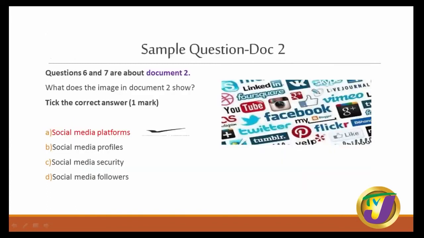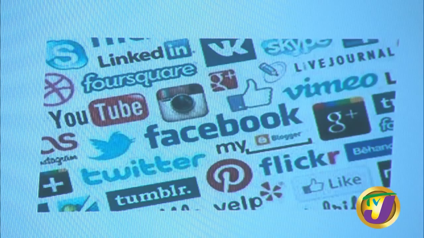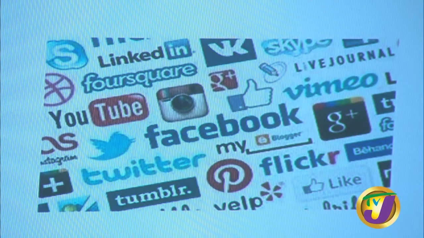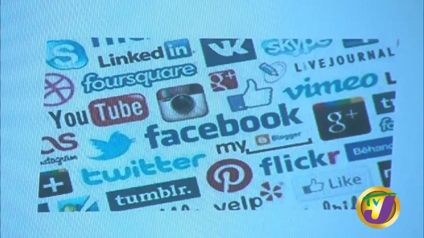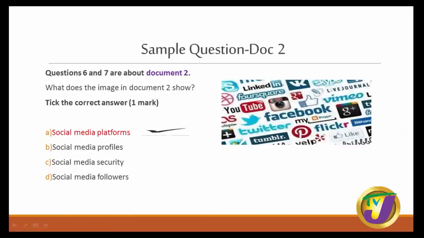All right, here's another question, and this one is from document 2. And I've put the image on the screen so that you know exactly what we're talking about. And this says, questions 6 and 7 are about document 2. What does the image in document 2 show? All right, you're to choose. Does it show social media platforms, social media profiles, social media security, or social media followers? It does show the various social media platforms, so we tick A. All right?